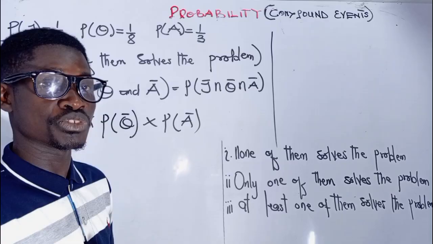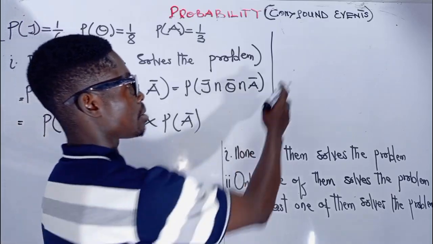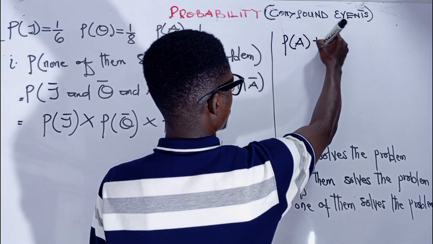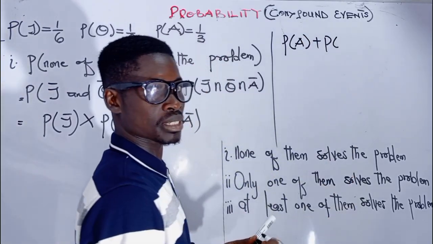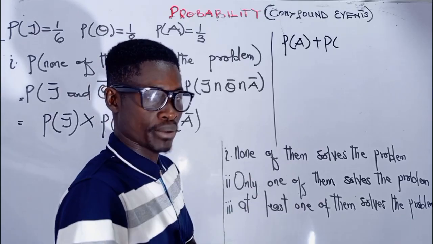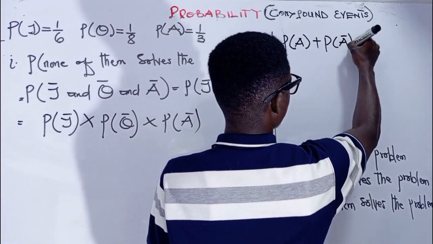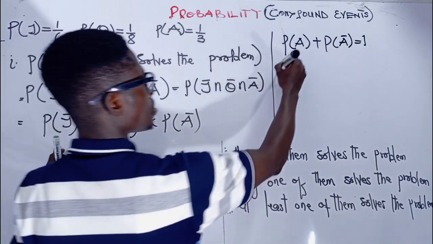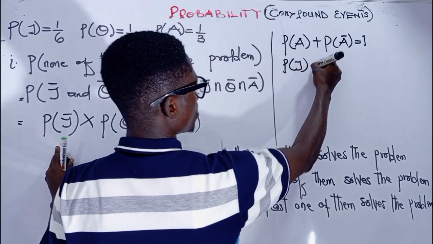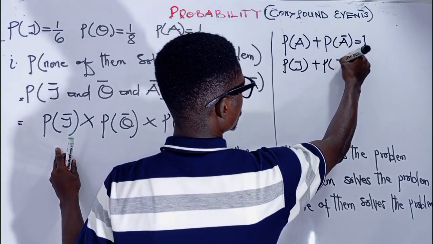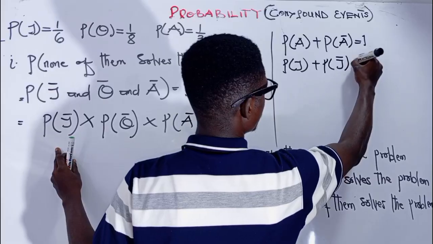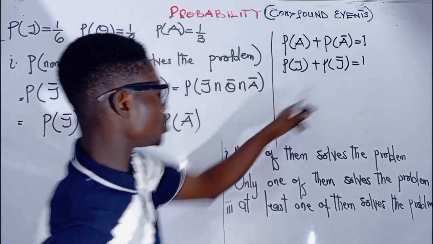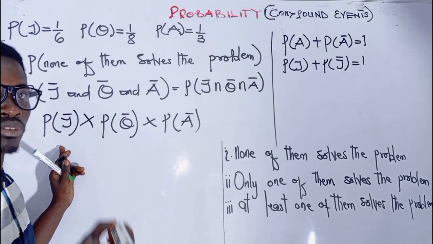When we were looking at the complementary rule of probability, we said that the probability of an event occurring plus the probability of its complement, which is the same as the probability of that event not occurring, which is written as this, is equal to 1. If that is the case, then we can say that the probability that Julius solved the problem plus the probability that Julius could not solve the problem must give us 1. So we can use this to help us find the probability that Julius was not able to solve the problem.